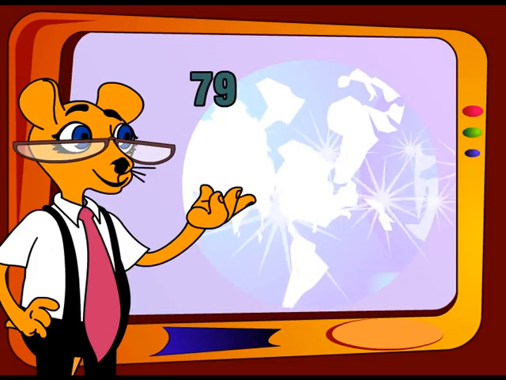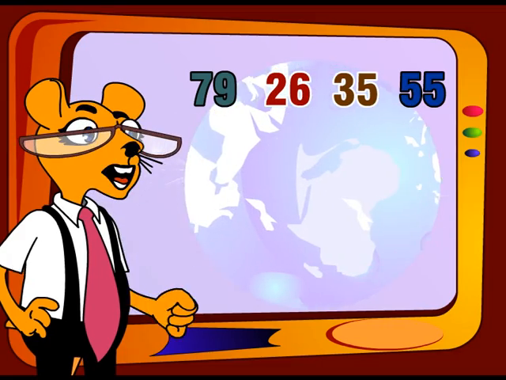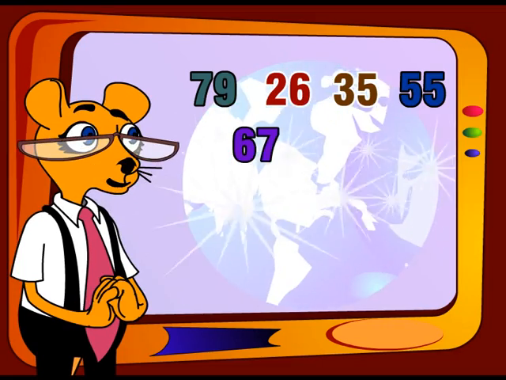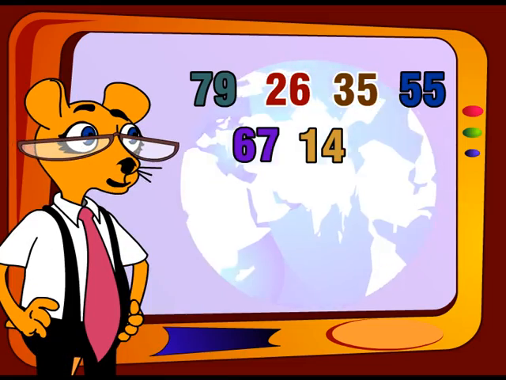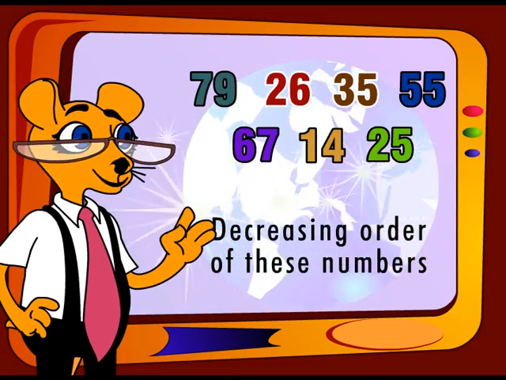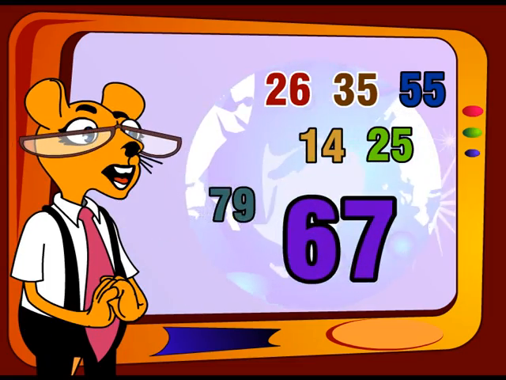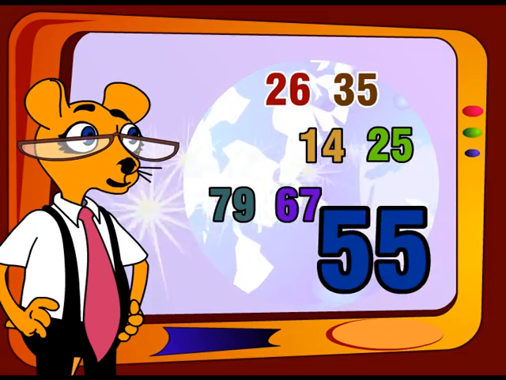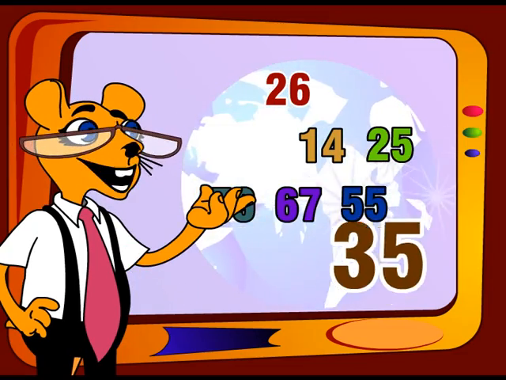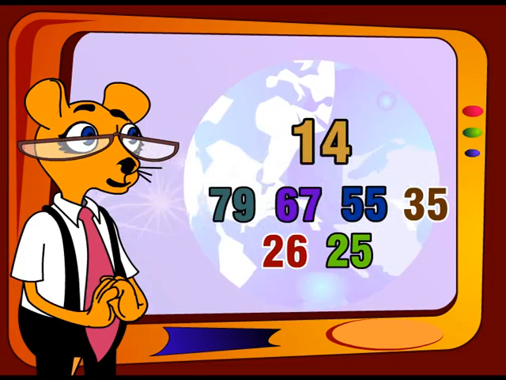79, 26, 35, 55, 67, 14, 25. Decreasing order of these numbers. 79, 67, 55, 35, 26, 25, 14.